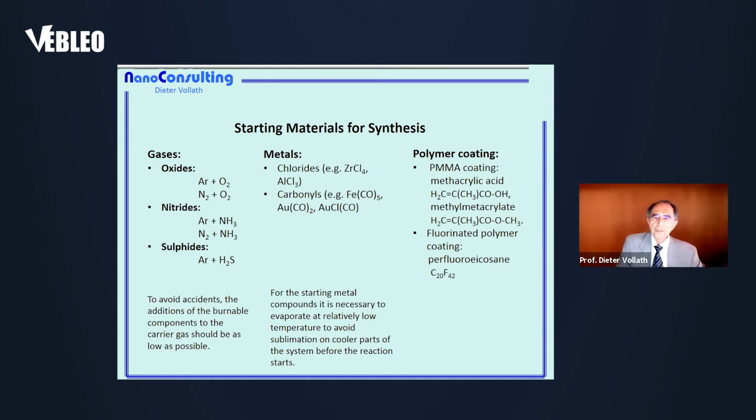As I said in the beginning, it's also possible to synthesize these ceramic particles and to coat them with a polymer, for example, PMMA. For PMMA coating, in most cases, methacrylic acid is very useful. One can also make coatings with fluorinated polymers, why not?